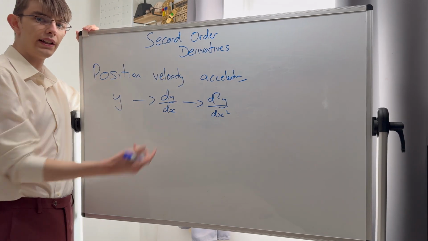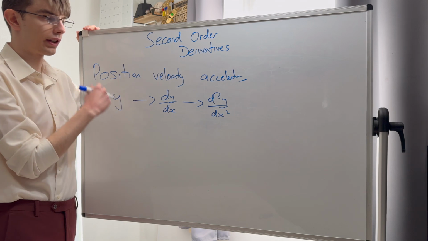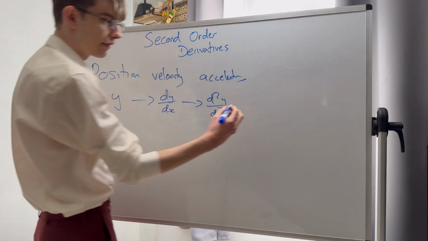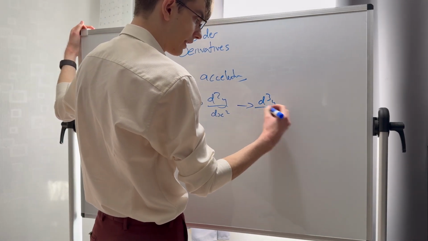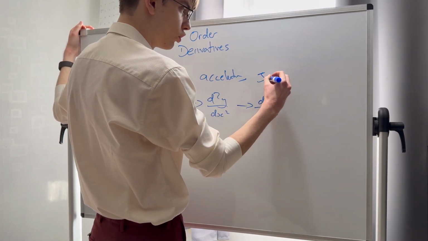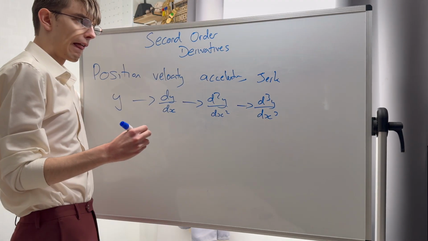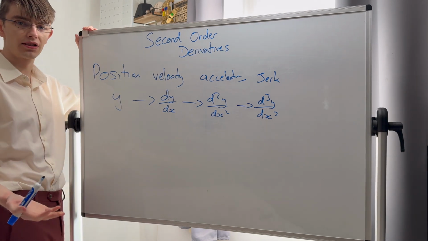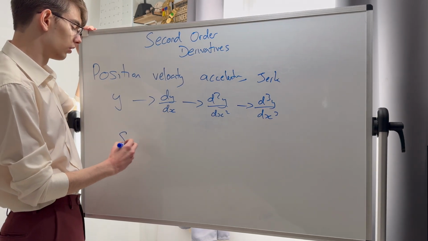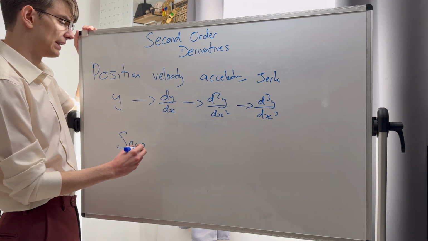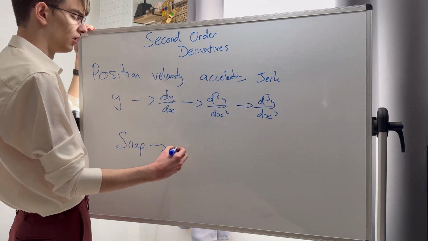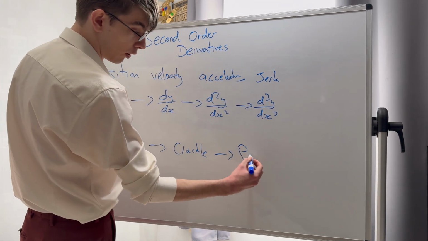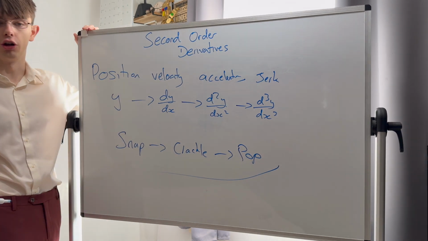So these are very important things that I need. And just by finding the second derivative, I can get my acceleration. And in fact, it keeps going. If I differentiate this again, I get something called jerk. And then if I differentiate it again, and I get d4y by dx to the 4, I get something called snap. And then if I differentiate that again, I get something called crackle. And if I differentiate that again, I get something called pop, which I hope is the title of this video.